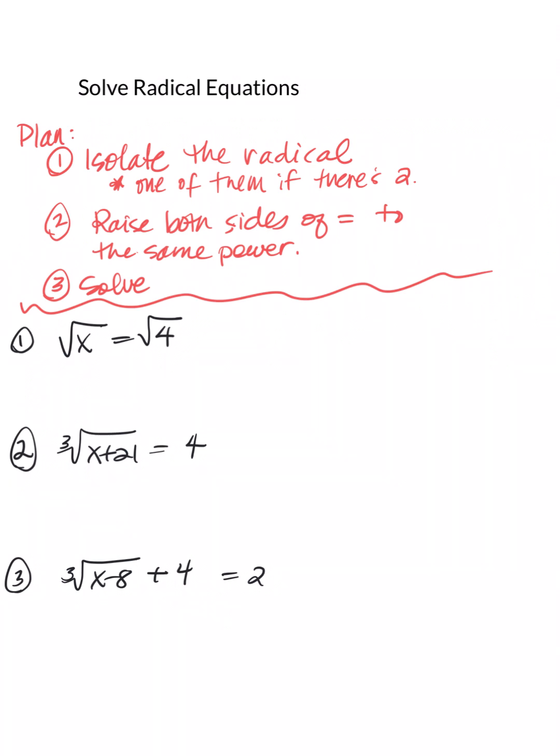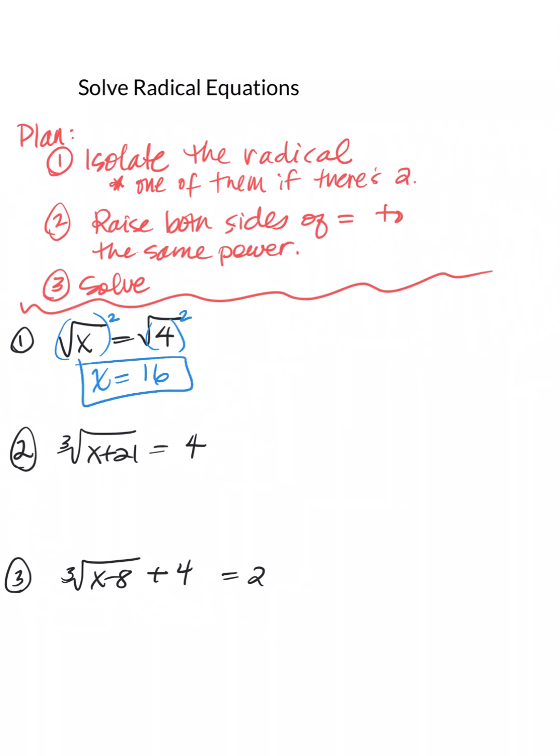So let's try number 1. Notice I have one radical. It's already isolated on the left side, so I can just raise it to the appropriate power. Well, I'm going to raise it to the power of 2 because it's a square root. But what you do to one side, you have to do to both. So when I do that, I'll have x equals 16, and I'm done. That's all there is to it.